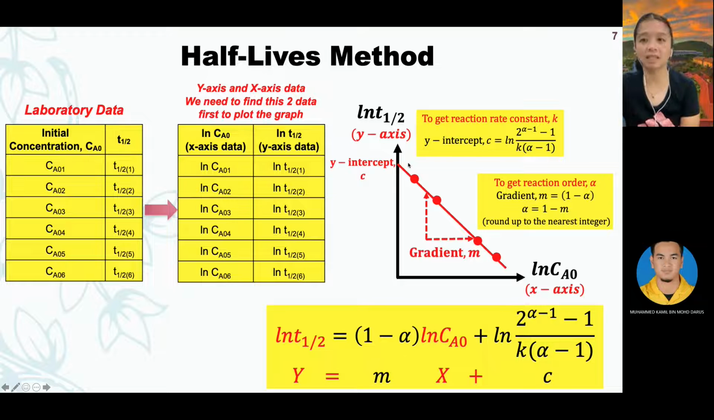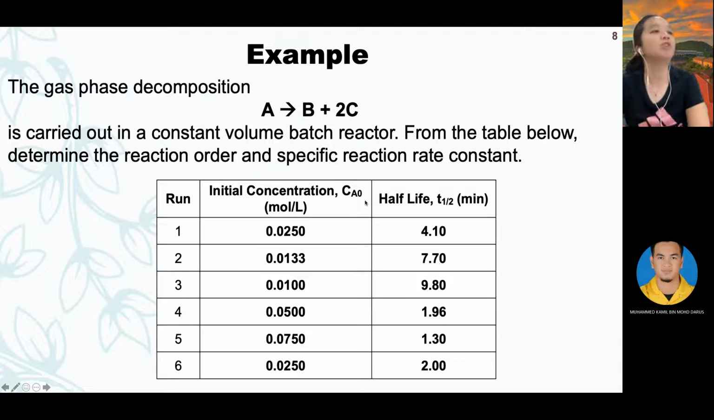Okay, then next, to find k. From the y-intercept value that Excel has already calculated for you, and since you know your alpha, you can use the equation. So y-intercept equals ln of (2 to the power alpha minus 1) over (k times (alpha minus 1)). Okay, then you will get your value k. So let's try a very quick example, because the half-life method is not difficult. The other two methods are a bit harder. Half-life is quite straightforward.